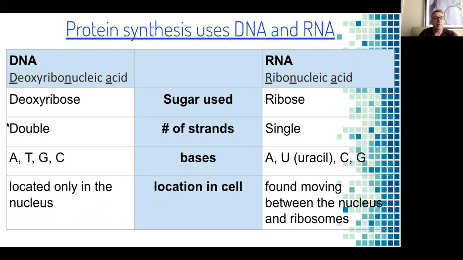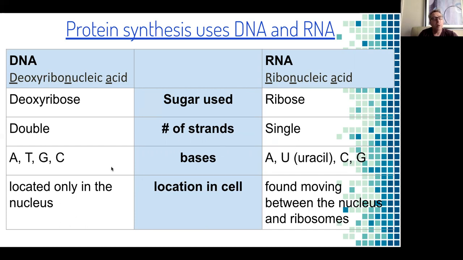Let's see, number of strands. Remember we talked about DNA being a double helix, so it is a twisted ladder, where RNA, as you saw in that little yellow thing in the video, was just a single strand. This is where it's going to get a little bit confusing, especially when we go back and forth between DNA and RNA. You can see that instead of thymine, I have uracil. That's the only thing that's different. So we still have adenine, guanine, and cytosine, but thymine is replaced by uracil.